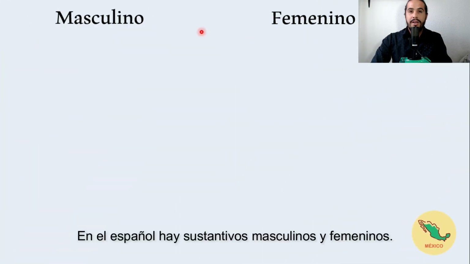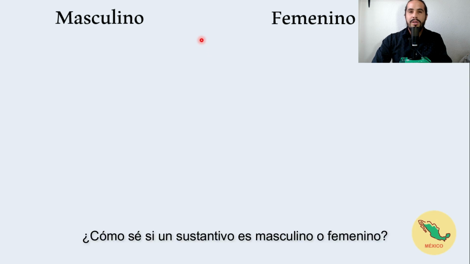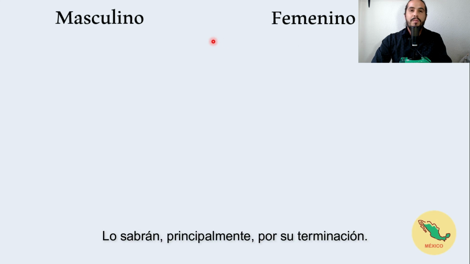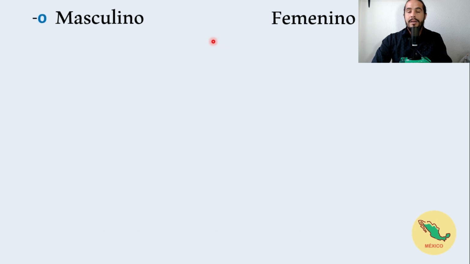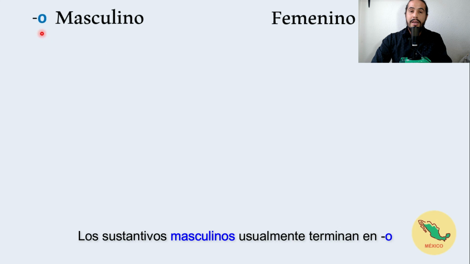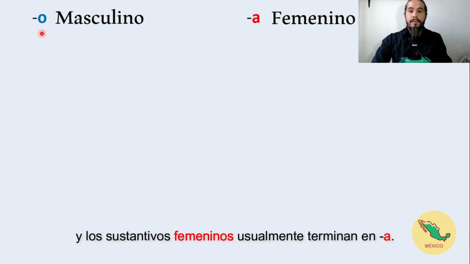In Spanish, there are masculine and feminine nouns. How do I know whether a noun is masculine or feminine? You will know it mainly by its ending. Masculine nouns usually end with O, and feminine nouns usually end with A.